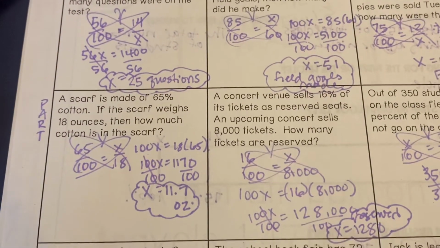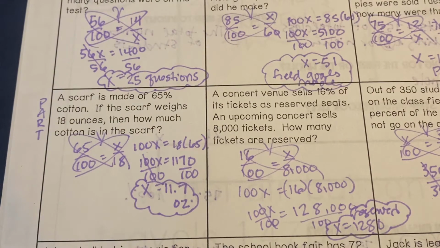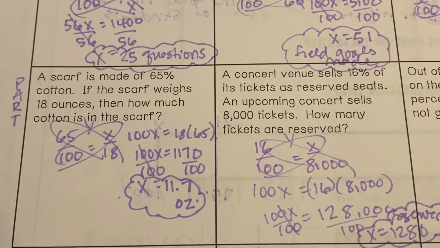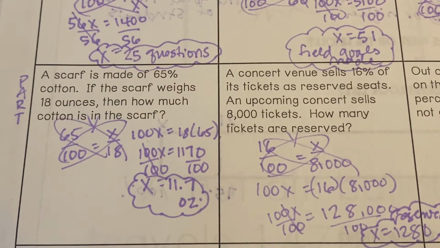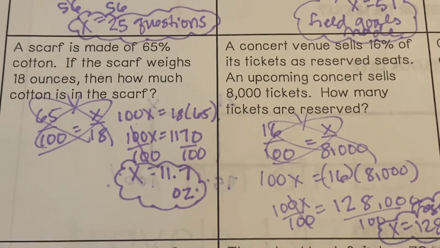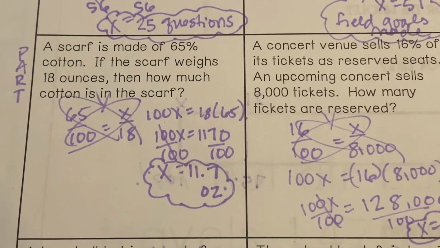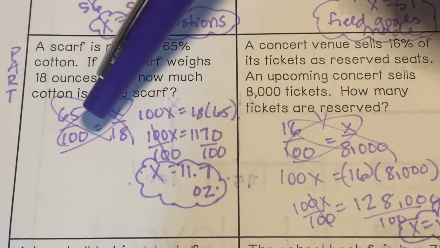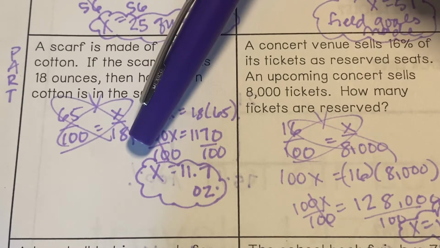So for this one, let me zoom in a little bit. So the scarf is made of 65% cotton. If the scarf weighs 18 ounces, how much cotton is in the scarf? So again, we're looking for the part, okay? Not the whole. We're looking for the part. So setting it up as 65 over 100 is equal to the part over 18 ounces, because they gave you the total weight of 18 ounces. So 65 over 100 is equal to X over 18 is the setup. So start with that in your notes.